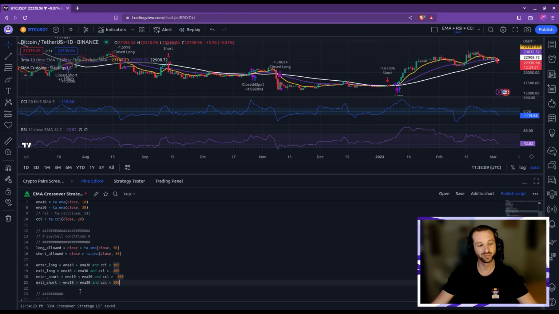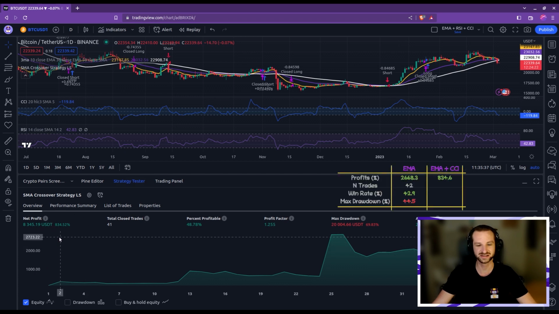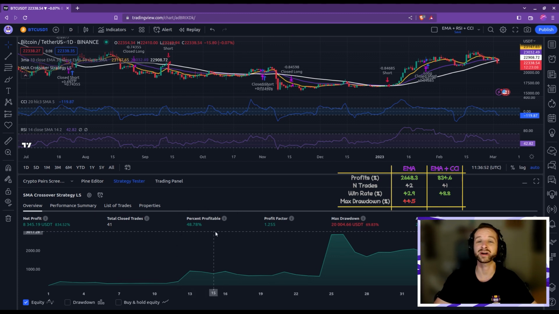You can see that I've modified the code to add the conditions with the CCI. So that is, only do a buy when the CCI is below 100, while only do sells when the CCI is above minus 100. So let me save and it will update the strategy. And you can see that unfortunately we had a big drop in the profits. The number of trades remained roughly the same and the win rate actually increased a bit. This is a good example that win rate is not always the most relevant for profits.